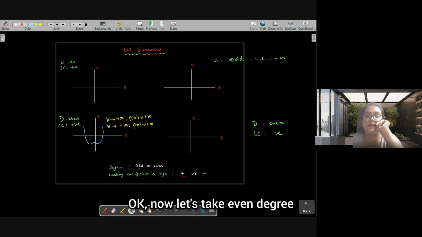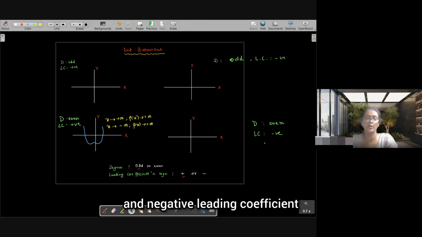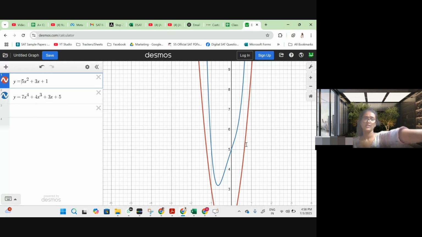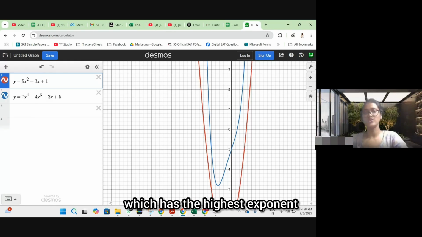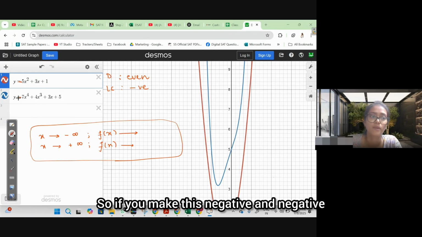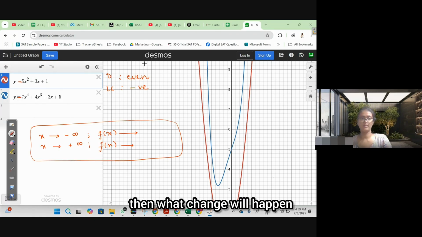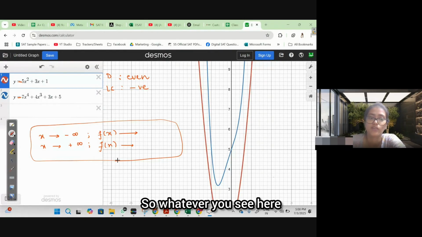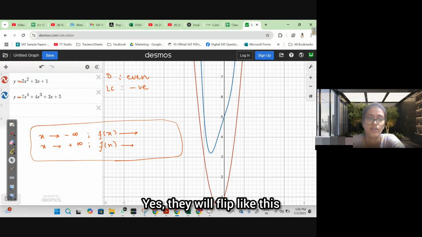Okay, now let's take even degree and negative leading coefficient. Negative leading coefficient means the term which has the highest exponent, you make that term negative. So if you make this negative, then what change will happen? Can you guess? Yes, the graph will simply flip. So whatever you see here, they will flip like this.